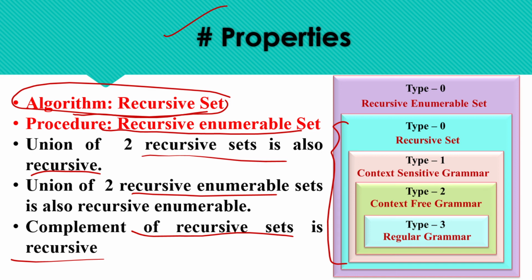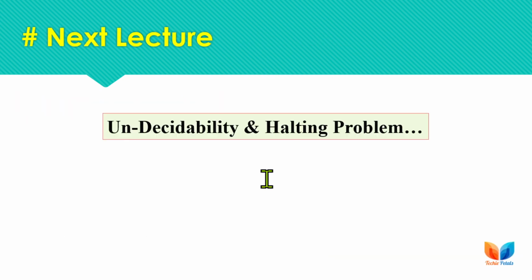So these are some of the properties of the recursively enumerable set. This is the crux of this complete topic, and based on the recursive set and recursively enumerable set, we have the halting problem as one of the undecidable problems, which we will cover in detail in the next lecture.